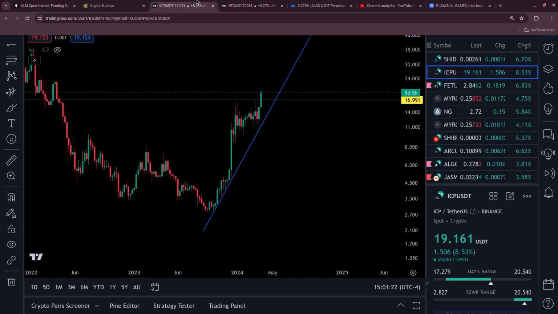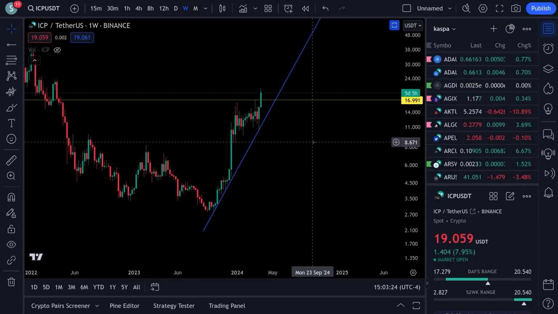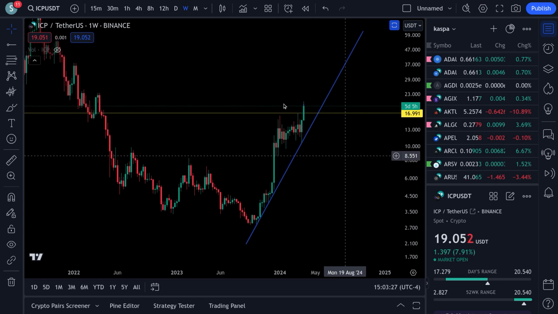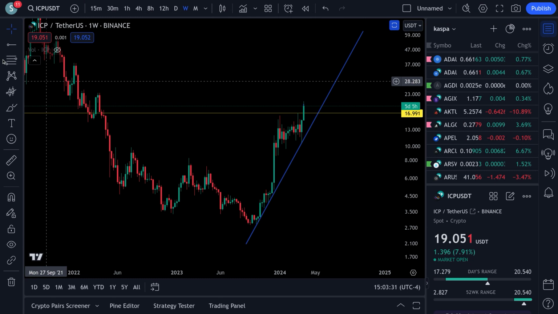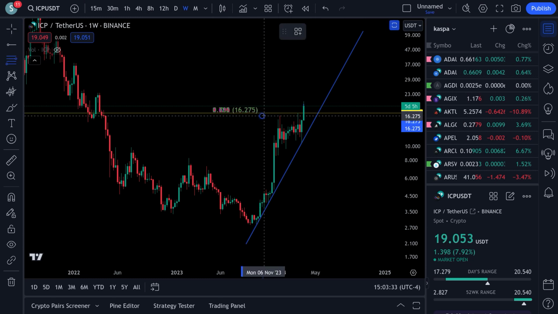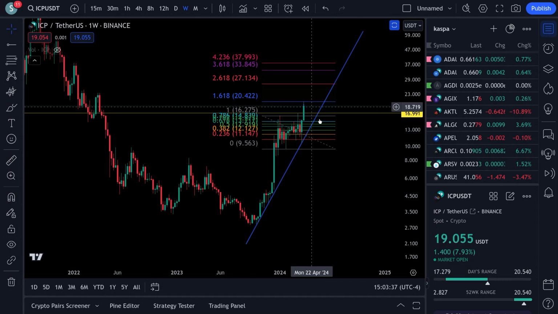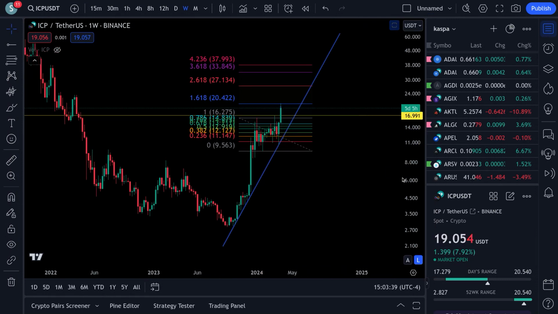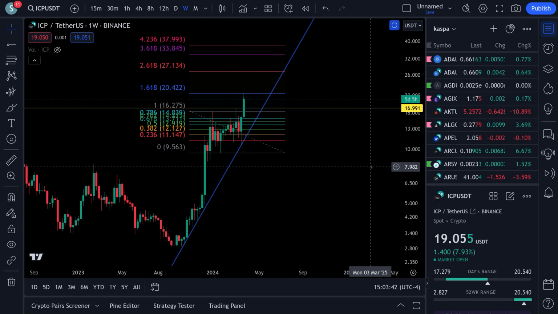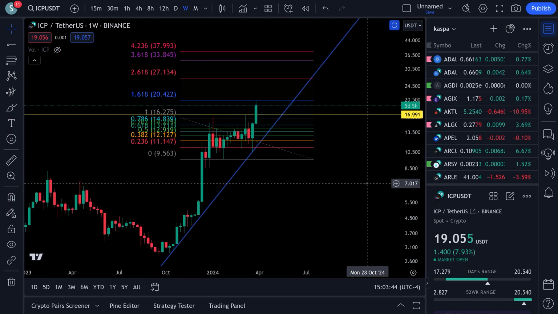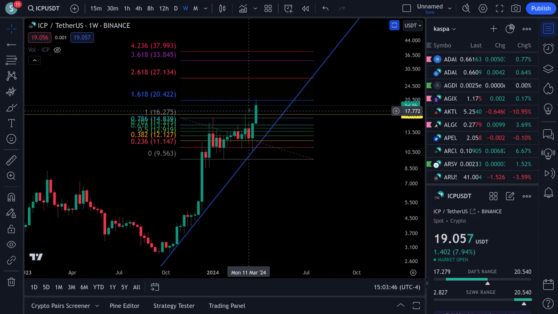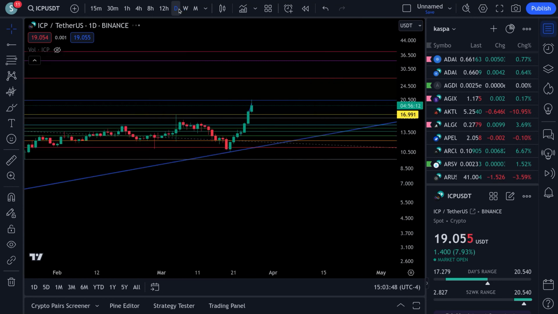Look at ICP. I did a video yesterday on this, and it ended up hitting our price target exactly, right on the dot. I'm going to show you here. We pulled this down to the 1.618, right over 20 bucks, and we nailed that. You can see here, right on the dot. Then it got a pretty wicked pullback once it hit it.